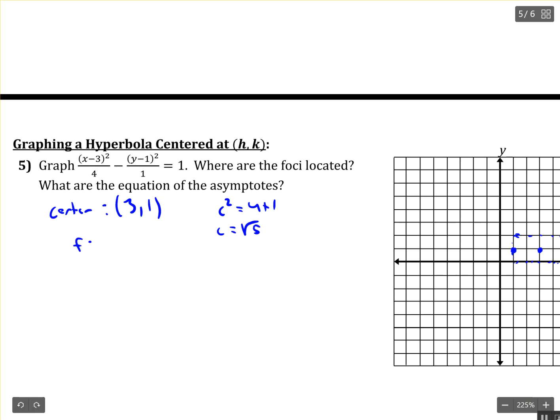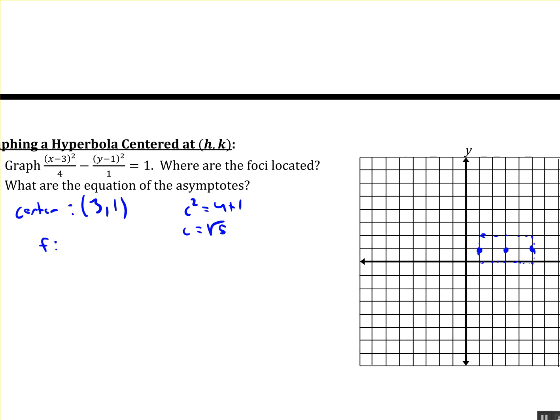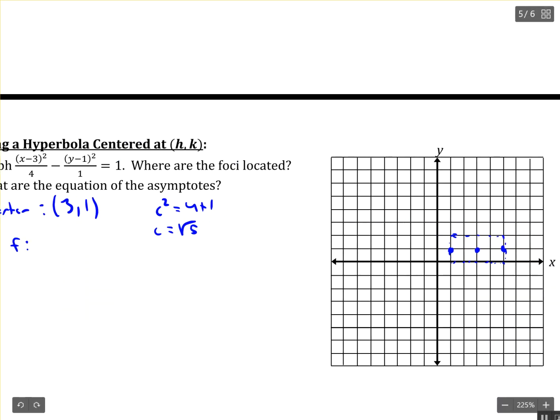So if I'm looking at my foci, again, it's a horizontal one. So what I'm going to do is, notice I'm sitting here at 3, 1. I'm going to go left and right square root of 5 to get to my foci. So my foci are like, here. They're real close in there. It's hard to draw separately. But they're just outside, right? Square root of 5 is just bigger than 2.